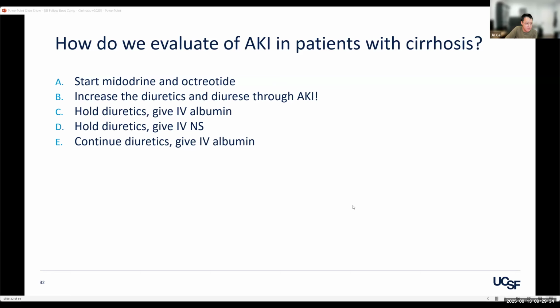Let's see. Is Ava on the call? Yeah, I'm here. Hey, cool. So what do you want to do? Hmm. I think I would do C, hold the diuretics and give albumin. Are you sure? Oh, you want to diurese through the AKI? No, we're not going to talk about that. You're not concerned about heart failure causing this? Not at the moment. That's lower on my list for him. Great, because this is a cirrhosis talk. Yeah. And sometimes I do treat heart failure, but not in this case. So yes, it is hold the diuretics and give IV albumin.